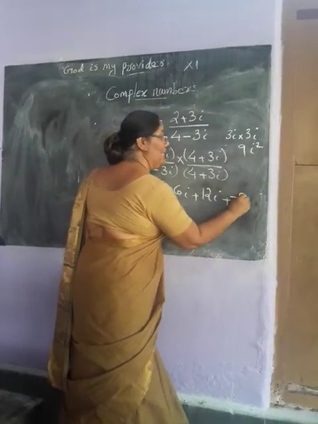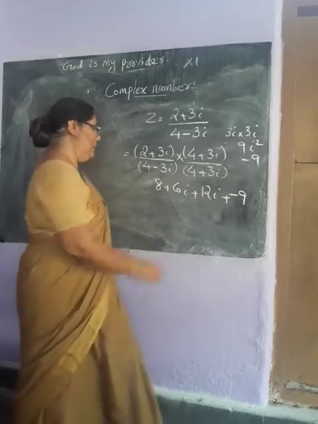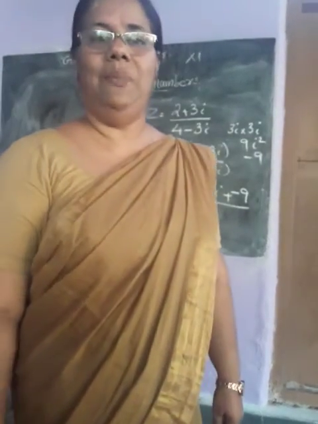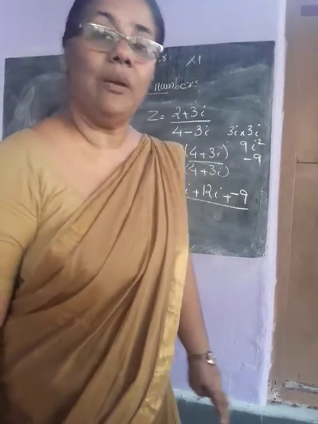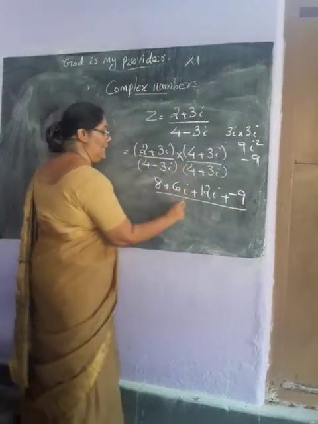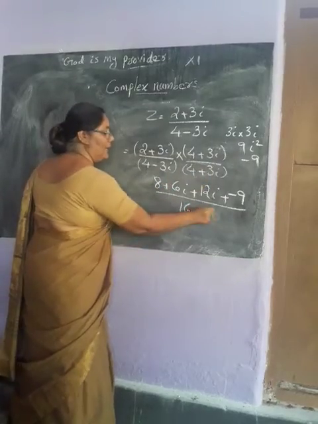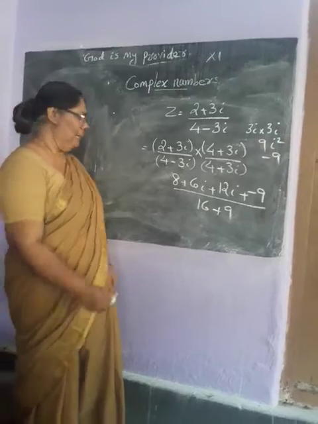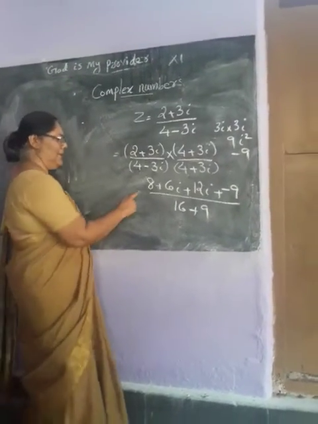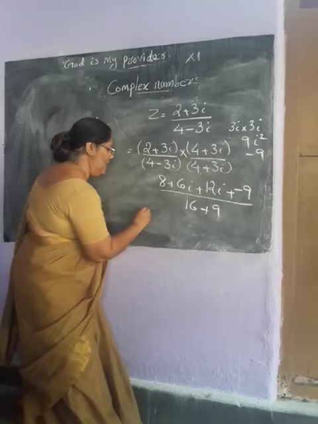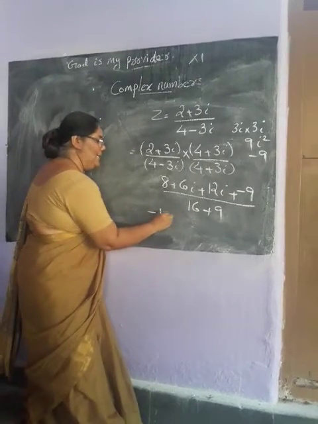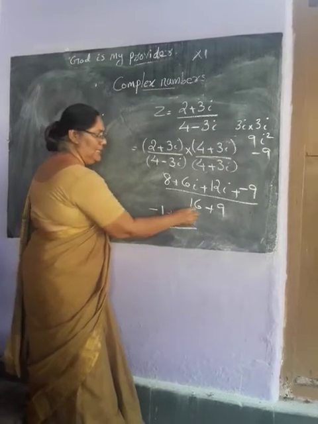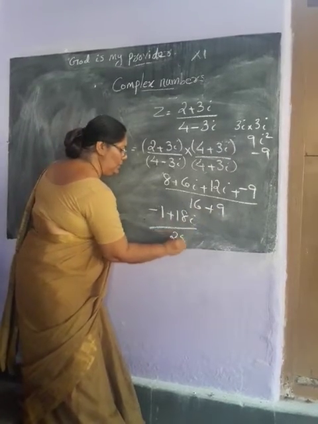Therefore, minus 9. The denominator is always of the form (a plus ib) into (a minus ib) is a square plus b square. That is 4 4s are 16 plus 3 3s are 9. Now add the real part separately and imaginary part separately. 8 minus 9, what is that? Minus 1, plus 12i plus 6i, 18i, by 16 plus 9 is 25.